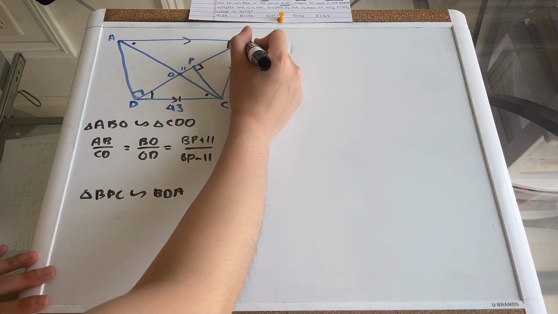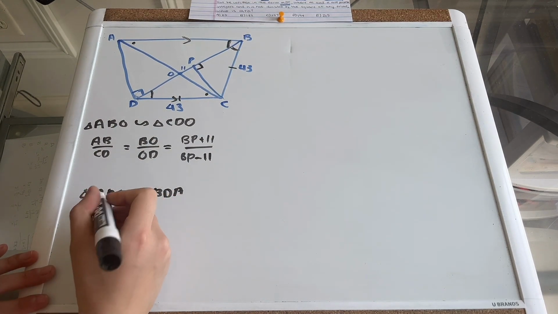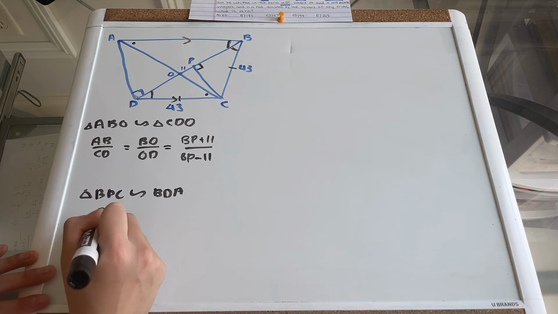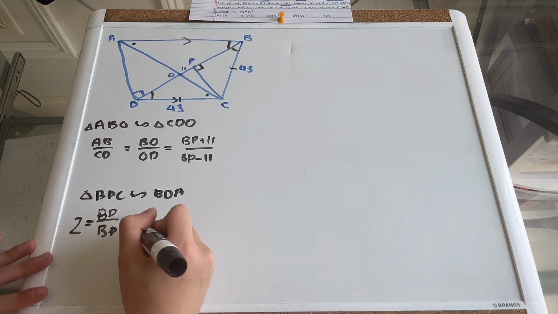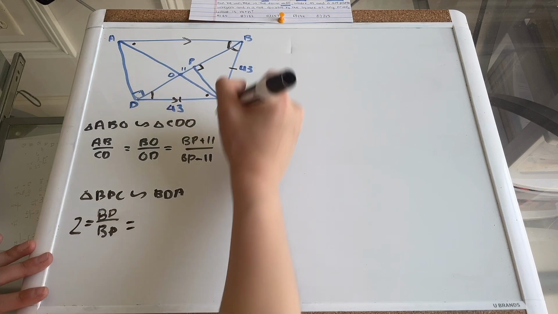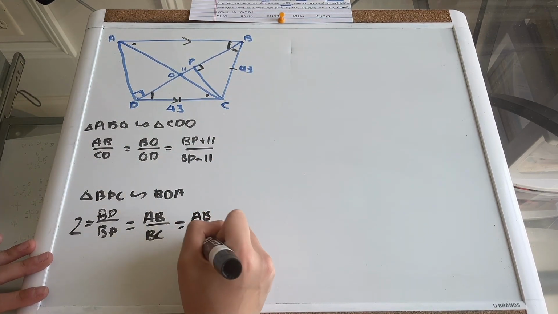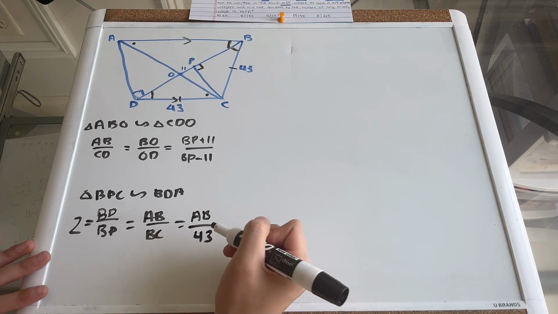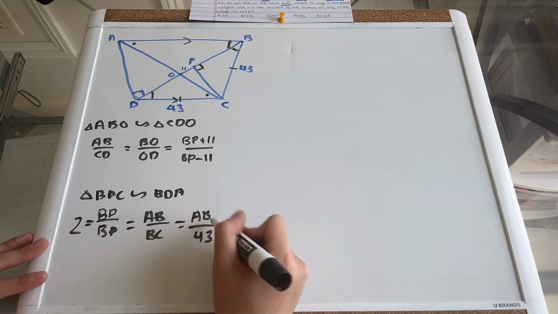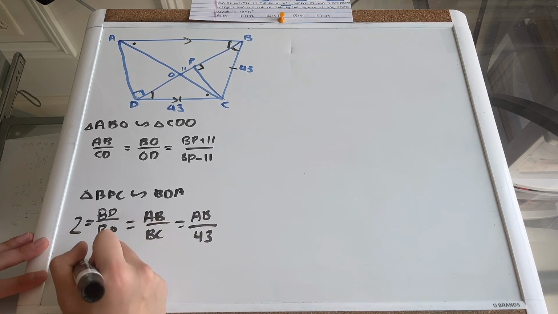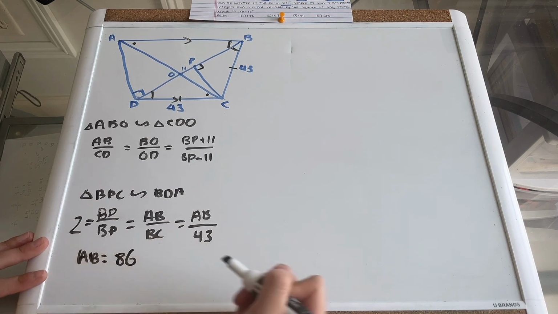And since we know that BP is half of BD, this gives us BD over BP, so this whole thing over half of it is equal to 2. And this is also going to be equal to AB over BC. Since BC is 43, this is AB over 43. Now we can simplify this. Since 2 is equal to AB over 43, AB is going to be equal to 43 times 2, which is 86.